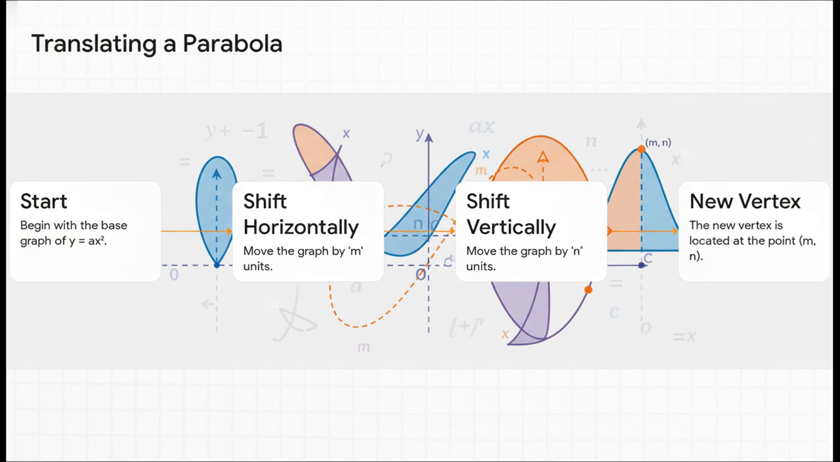And the process is actually super straightforward. You take your basic shape, y equals ax squared, you slide it sideways by m units, and then you slide it up or down by n units. And just like that, the vertex, which started at (0, 0), is now at its new home, the point (m, n).